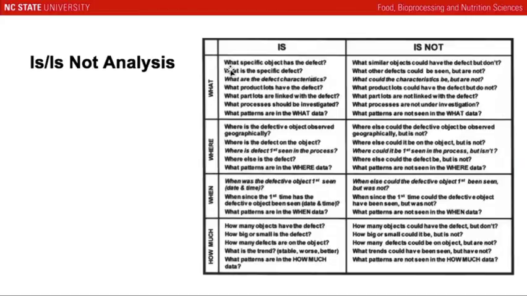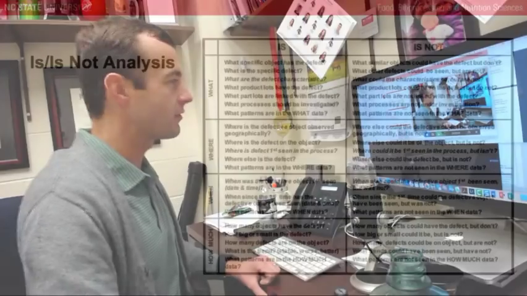So if you look at these specific questions, what specific object has the defect? And then you can ask, what similar objects could have the defect but don't? So it's just a real simple way of saying, is it this and what is it not? Is the problem here? Where is the problem not? Because that allows you to distinguish through all of the possible causes that you might have put on a cause and effect diagram, for example, and you can distinguish, well, it's not this one, and you can start crossing them off the cause and effect diagram.